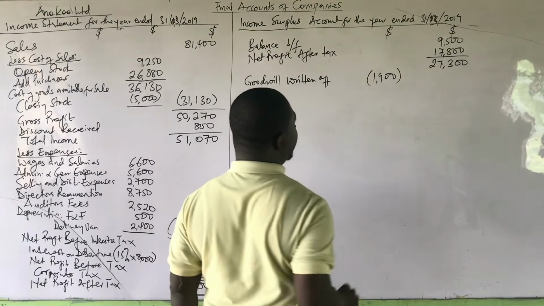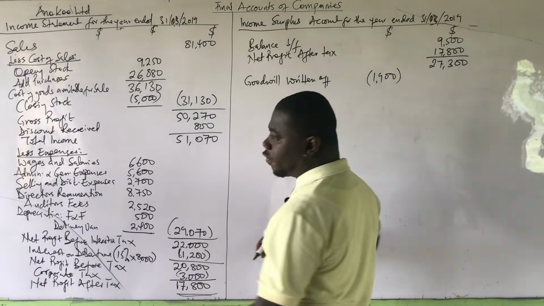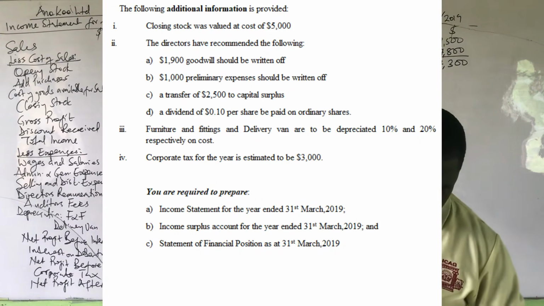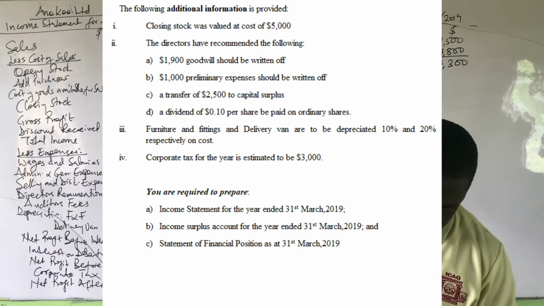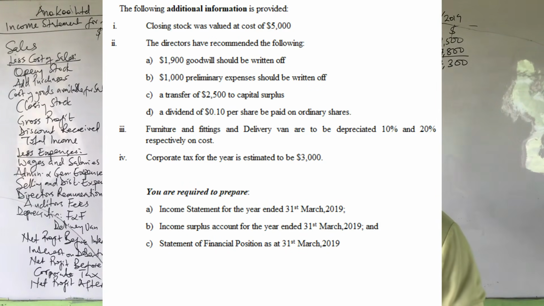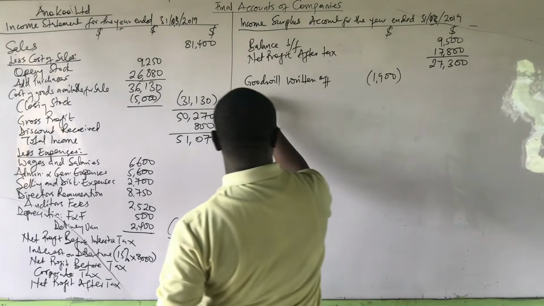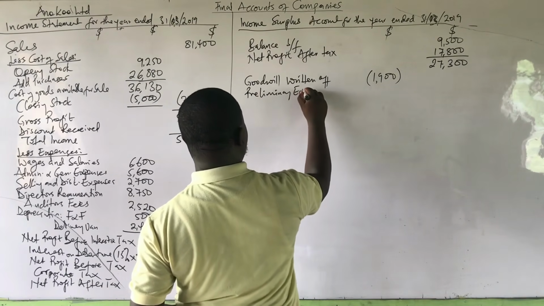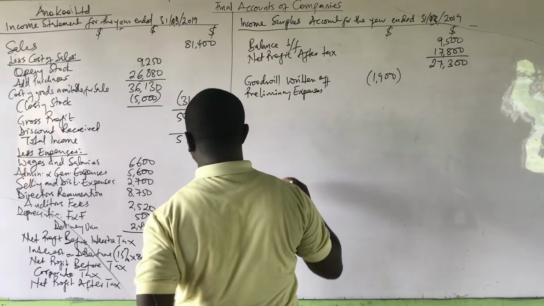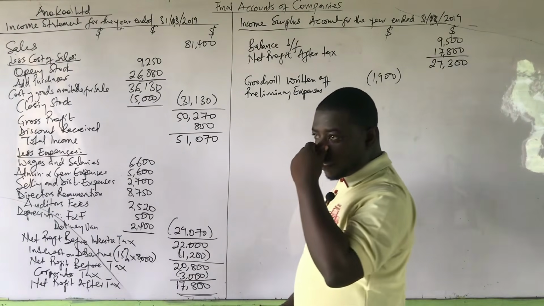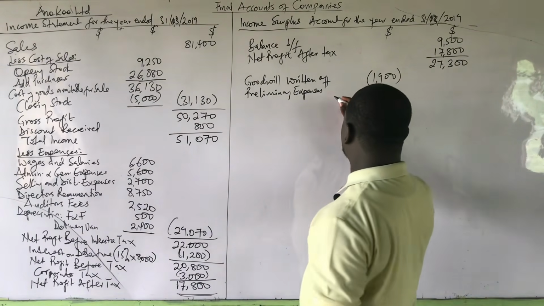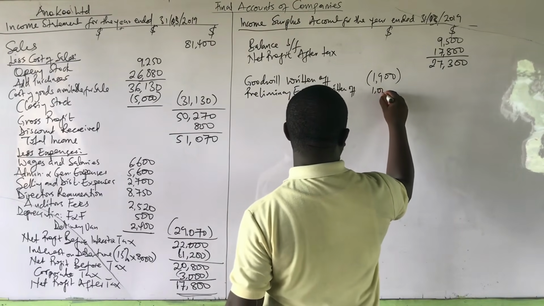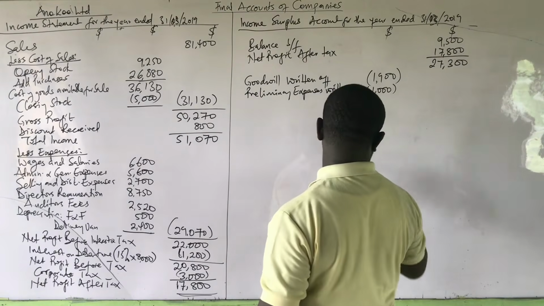So we are subtracting that. Goodwill written off. And then also the directors recommended that 1,000 of preliminary expenses should be written off. So just as we are writing off goodwill, we'll say preliminary expenses. That will also be written off just as goodwill. It is not coming into the expenses, I beg you. It's supposed to be done in the income surplus. So written off 1,000, also in brackets.